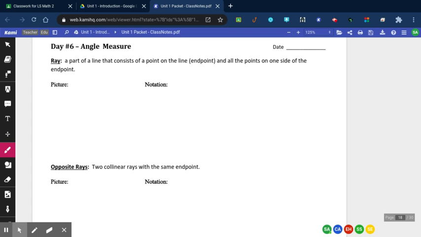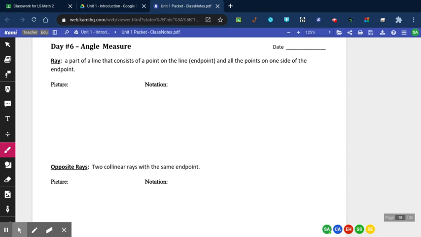We're going to talk about some vocab terms and notation related to angle measures. Just like before, I'm going to go through the notes parts of this packet, and we're going to leave the practice for in-class work. I'm going to try to make this as short as possible for you guys at home.